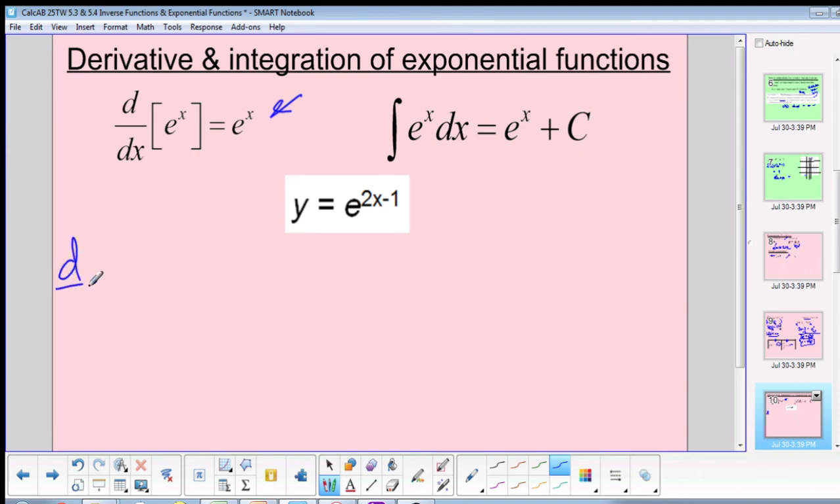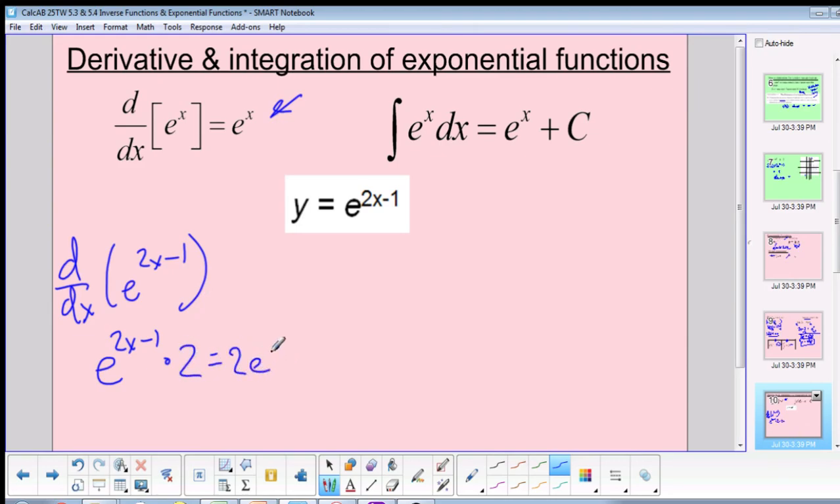So the derivative, d/dx, of e to the 2x minus 1. You're going to have to use the chain rule here. So it's going to be e to the 2x minus 1. You don't subtract or anything from the exponent. e to the 2x minus 1 times the derivative of 2x minus 1, which is times 2. So I can write that as 2 e to the 2x minus 1.